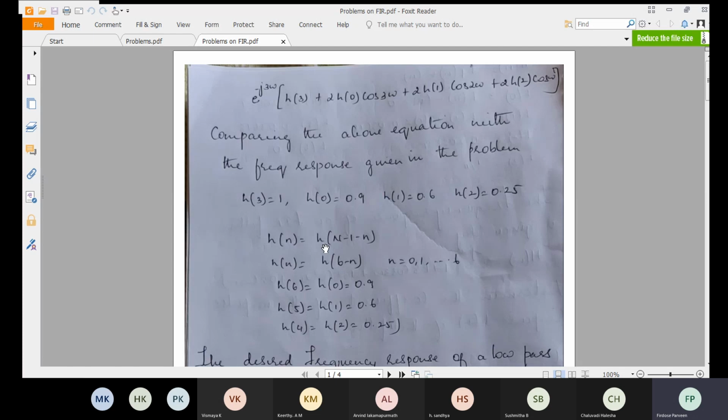So h of n is equal to h of N minus n, we know that it follows the symmetric property. So h of 6 will be equal to h of 0, h of 5 will be equal to h of 1, h of 4 will be equal to h of 2. So like this, you will be finding out the filter coefficients. Got understood? Understood, everyone?